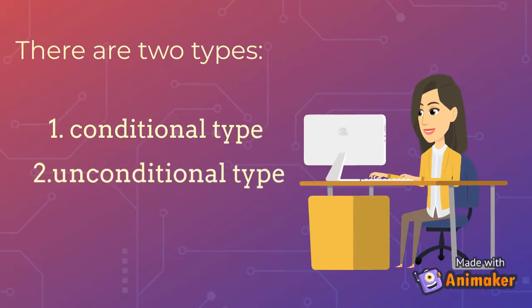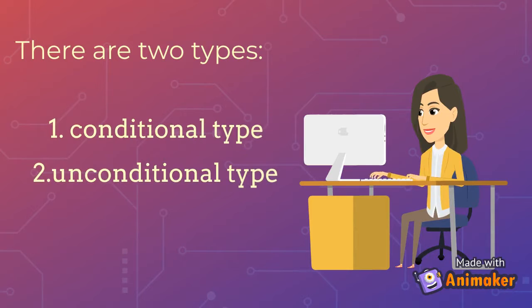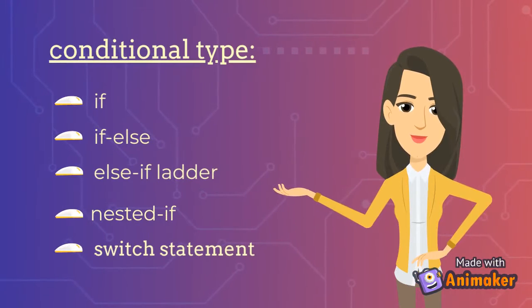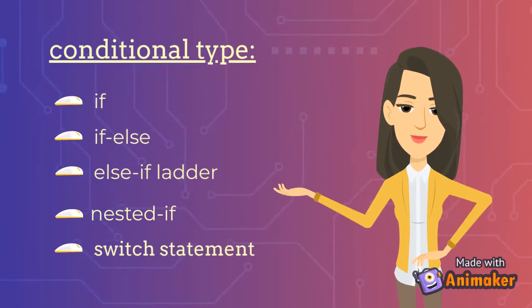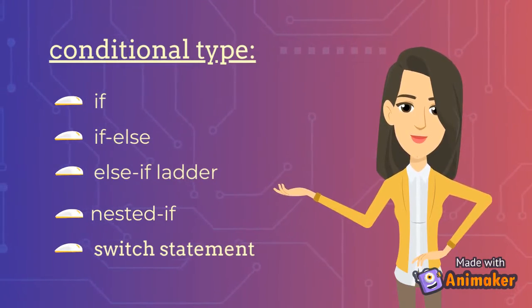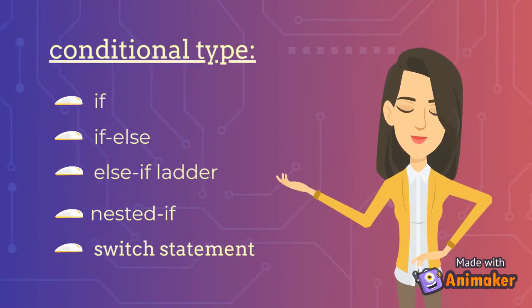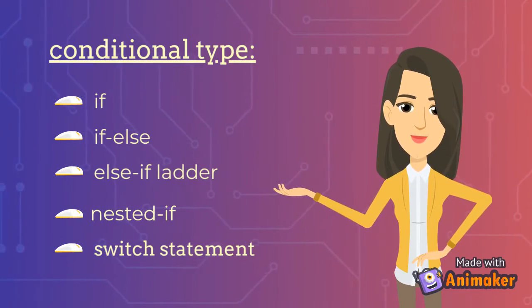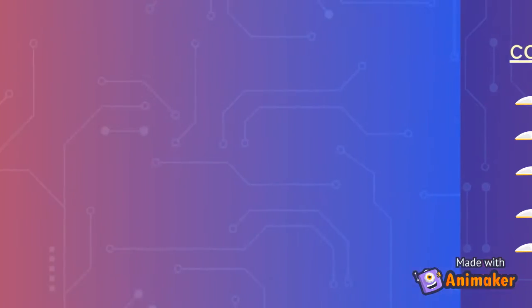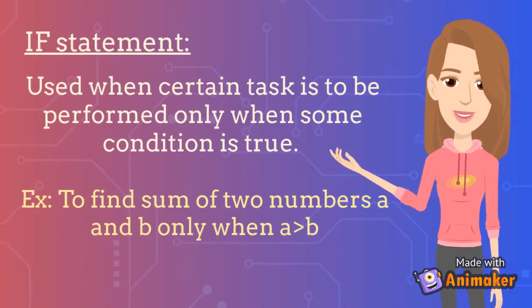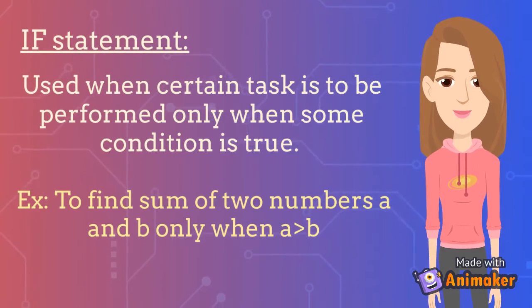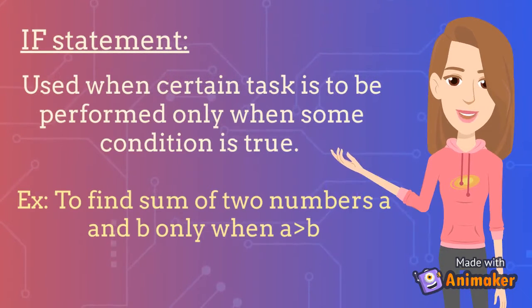There are two types of decision making statements: conditional type and unconditional type. In conditional type, you will learn about if, else if ladder, nested if, and switch statements. Starting with if statement. It is used when there is a certain task to be performed when a condition is true.